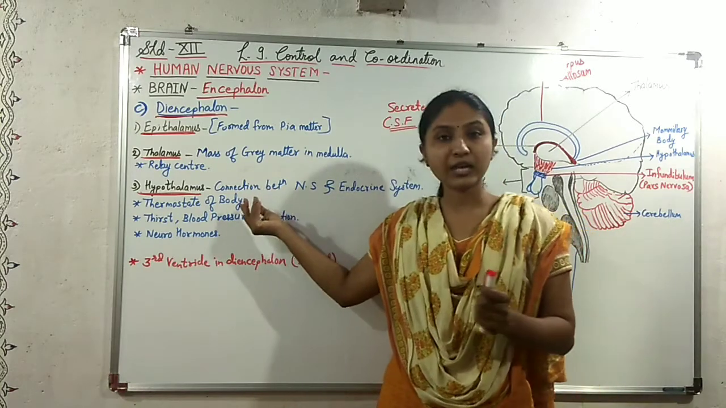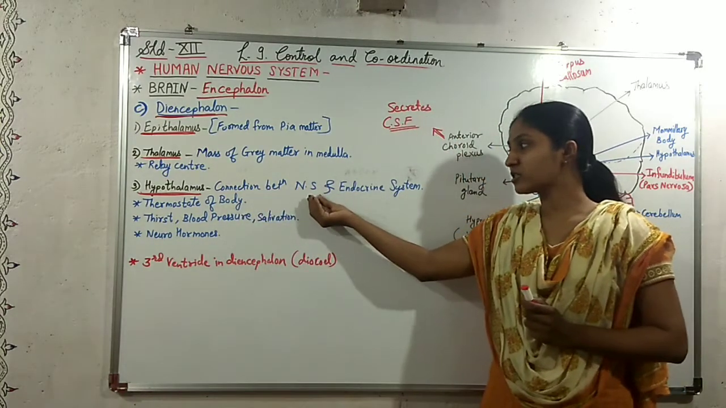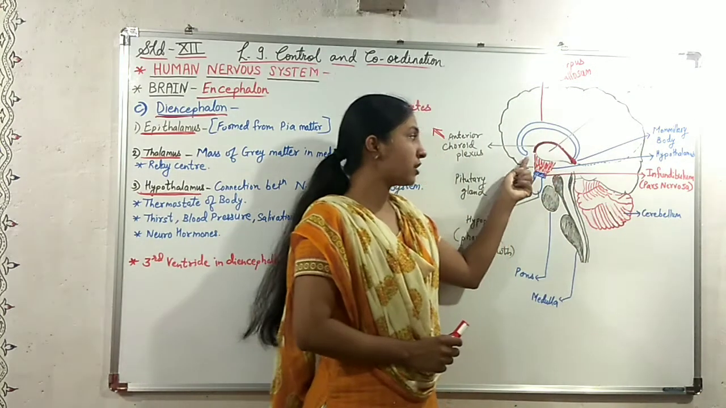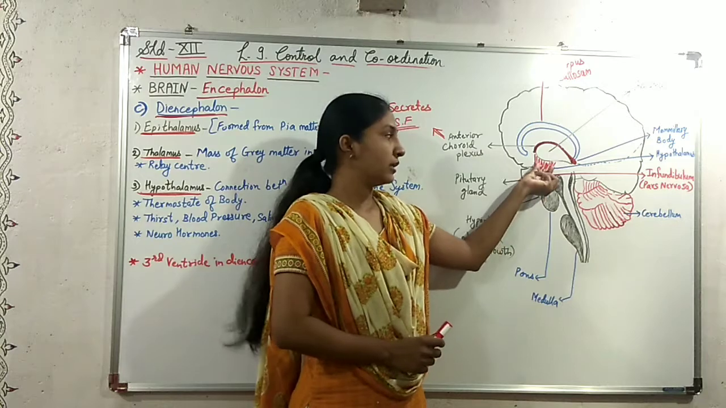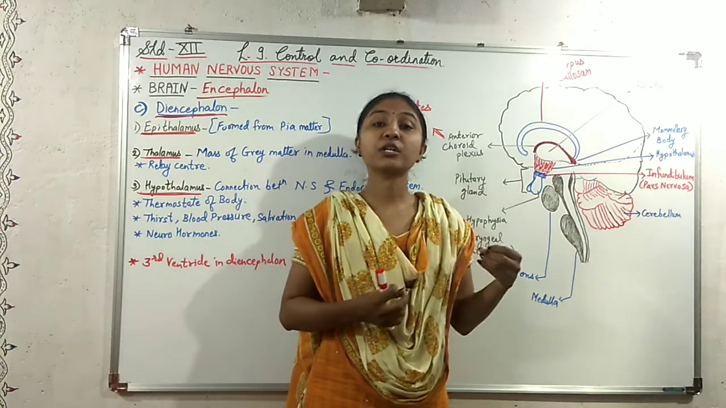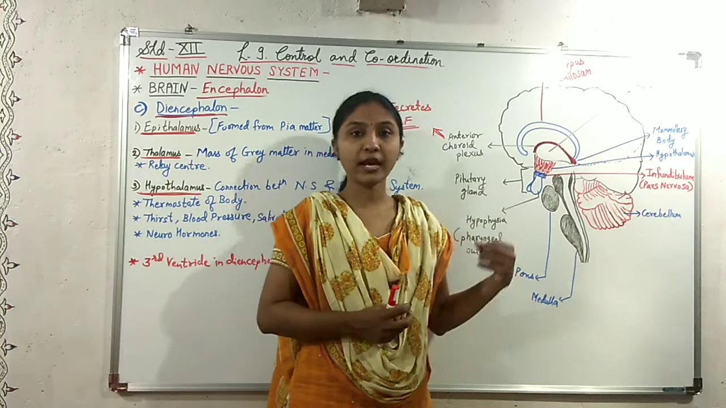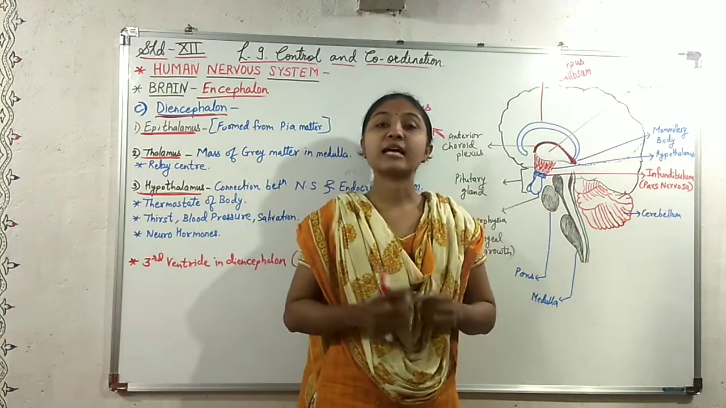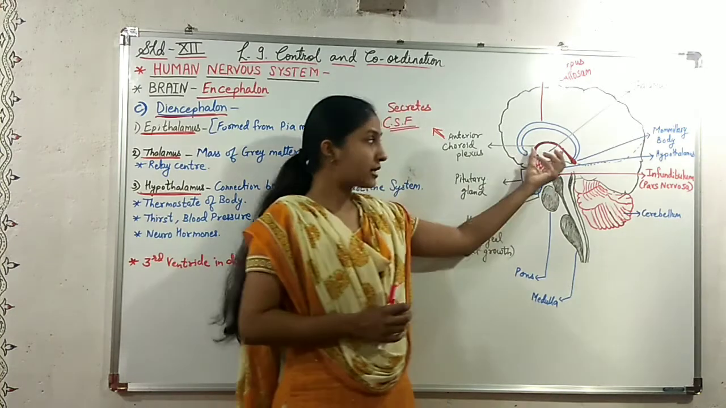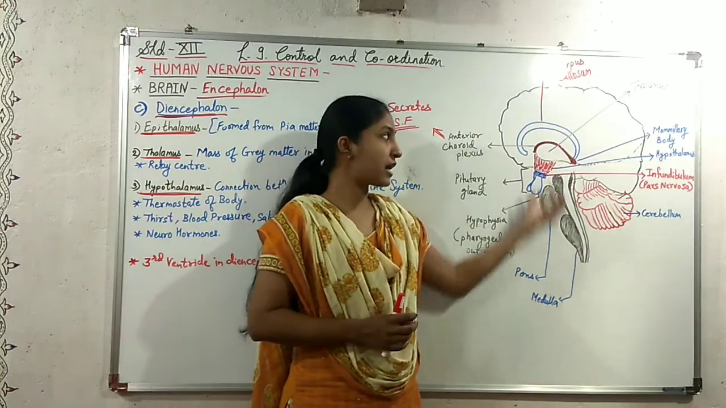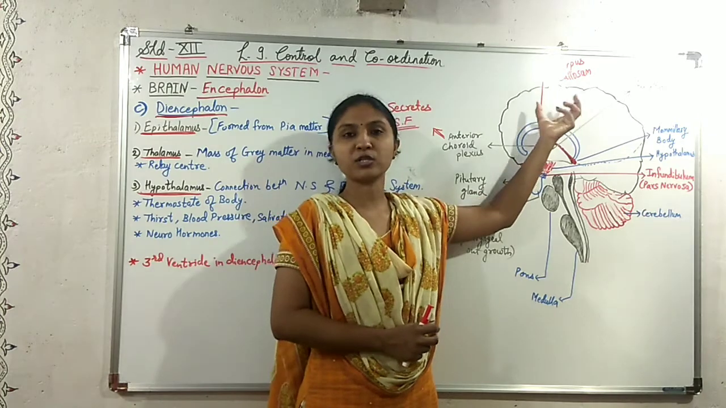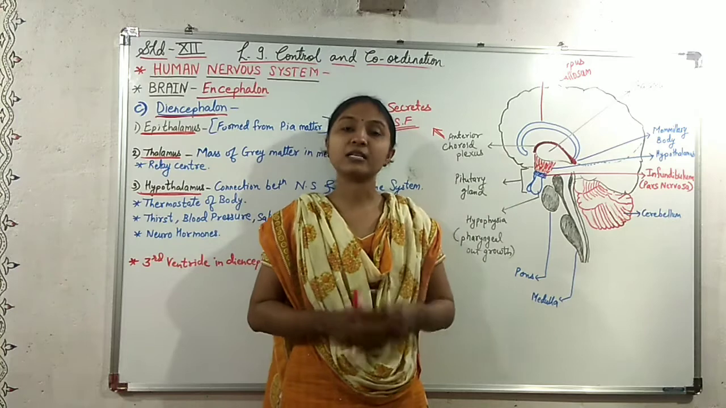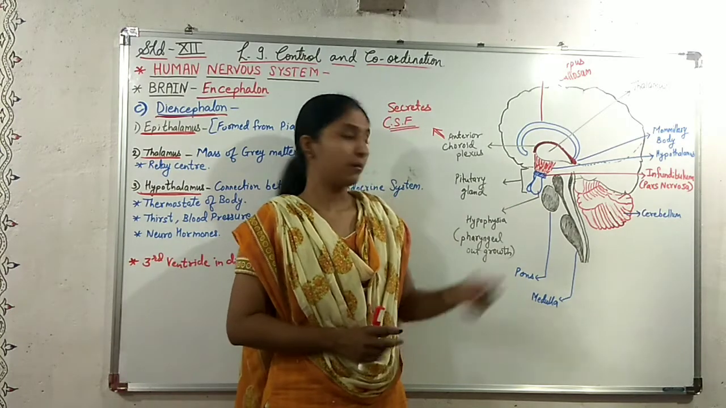The hypothalamus is the connection between the nervous system and the endocrine system. This red colored structure you see here is the hypothalamus. It acts as the connection between the nervous system and the endocrine system. Whereas this thalamus acts as a relay center. It collects the information from the nerves and transfers the information to the cerebral region of the brain. So this thalamus acts as the relay center for the brain.